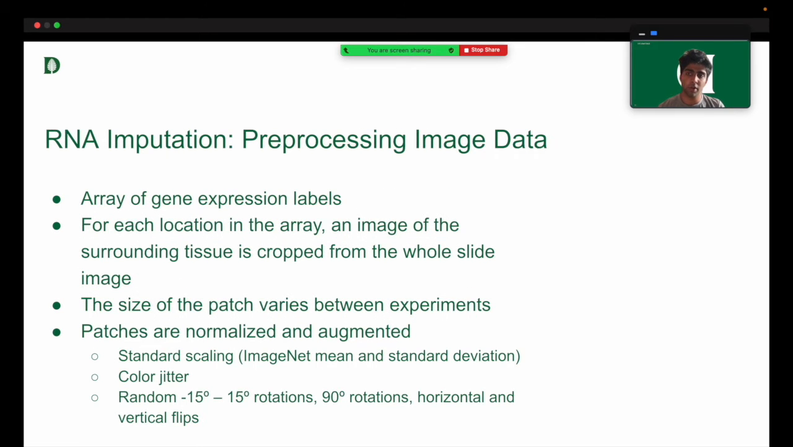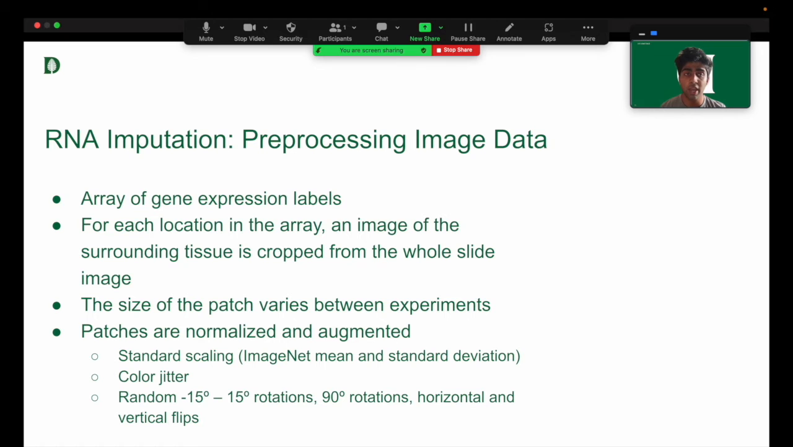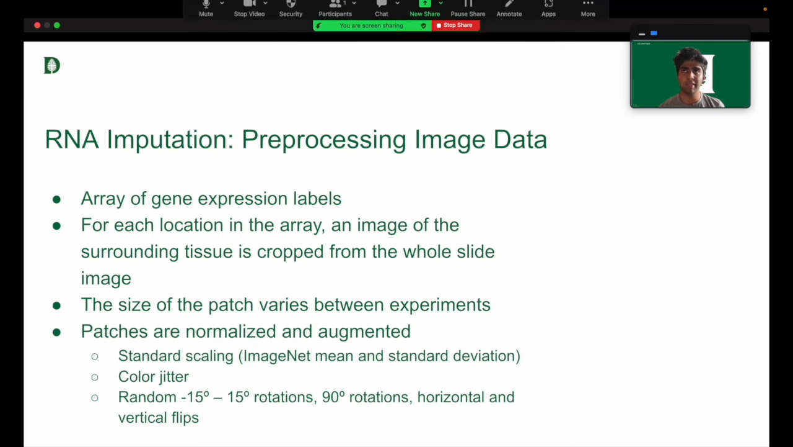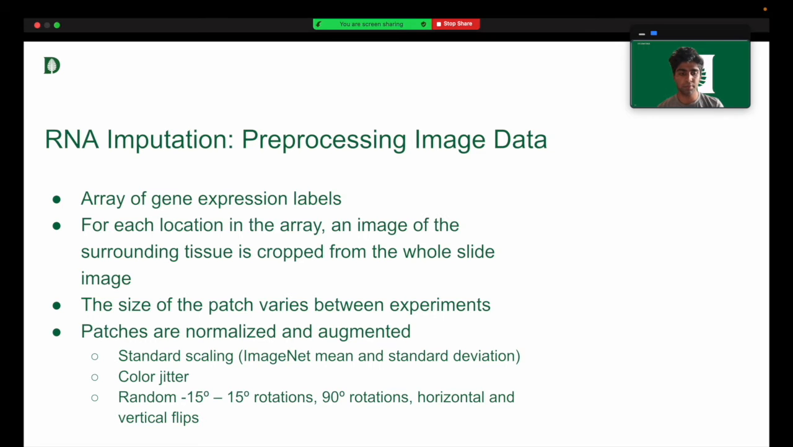So now onto our model. The first step for our model is pre-processing the image data. For how it works, we take an array of gene expression labels, and for each location in that array, we crop out an image of the surrounding tissue in the whole slide image, and then that cropped portion is normalized and rotated for training purposes.